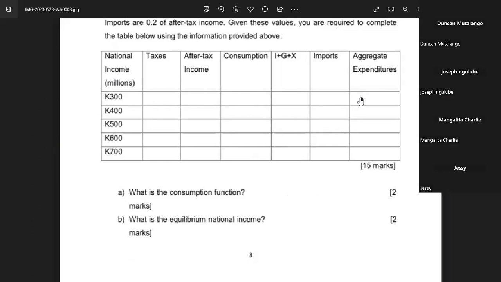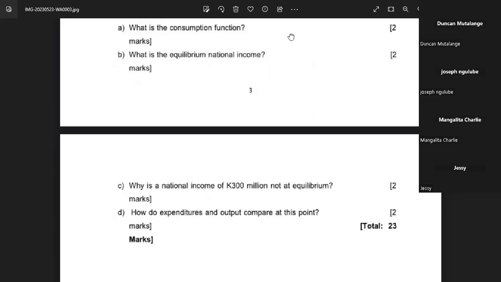So we'll say it's not at equilibrium because aggregate expenditure is not equal to income. Okay. So you just check, they're not equal, isn't it? So you write to say at equilibrium, Y is equal to AD. But when income is 300, our AD is 388, which is not the same, isn't it? So you'd have answered that. All right.